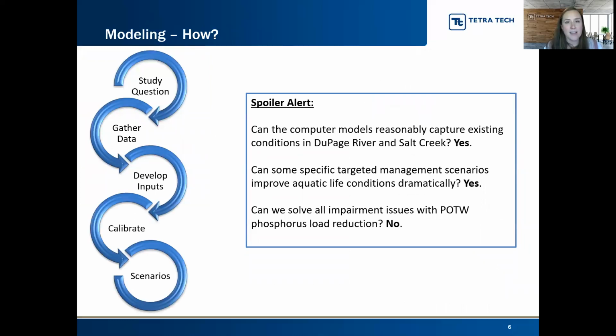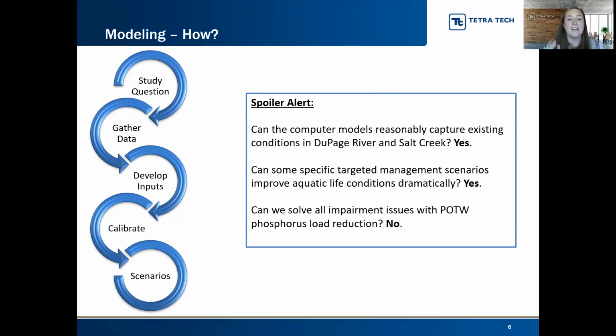So the modeling pathway that we're talking about today: we're starting with the study question. Then over the past couple of years, we gathered the data that's been collected over the years from MBI and others. We developed our model inputs, we calibrated our model, and then we had our scenarios. Spoiler alert, these are some of the conclusions that we're going to be talking through today, but I wanted to put them out in front of you so you know where we're headed.